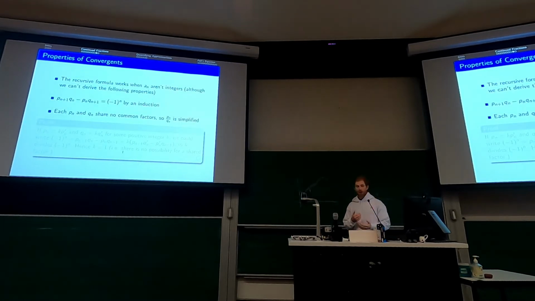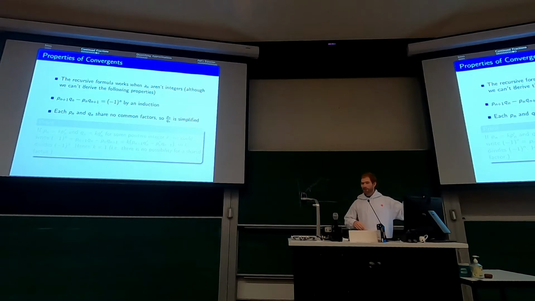So there's a couple of properties that we get from this formula, which is another reason it's nice to have a formula like that. Firstly, I want to note that the recursive formula does always work, even when the an aren't integers. It's just that there's a lot of properties that we miss out on. It will be useful to note that we are allowed to do this, so the formula works. Another thing is that there's a simple identity here: Pn plus 1 Qn minus Pn Qn plus 1 is equal to negative 1 to the n, which is just an induction. Not too interesting in and of itself, it's just a very useful identity. So I'll use it here and there.